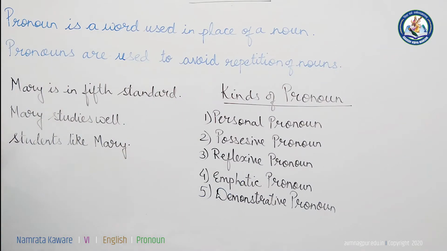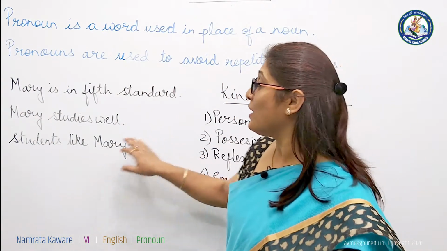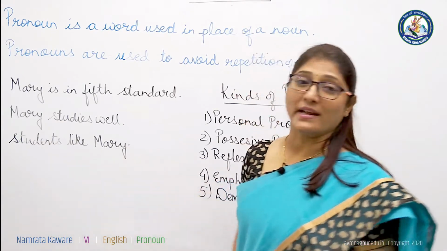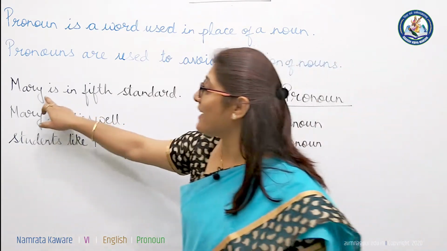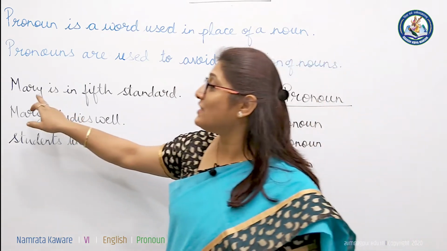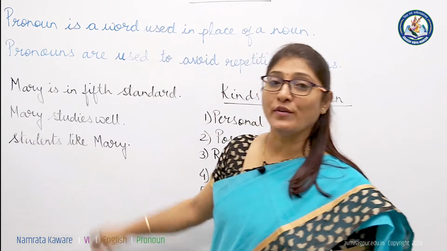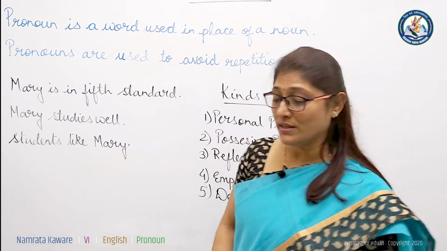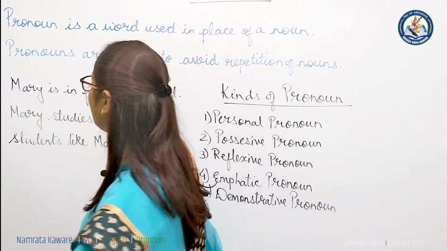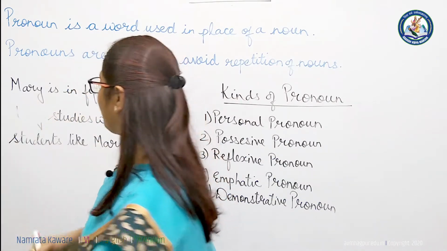Let's see the example. Mary is in 5th standard. Mary studies well. Students like Mary. We can see that Mary is being repeated again and again. In the first sentence, we should write the name, but then to avoid repetition of nouns again and again, we can use pronouns in place of the noun. The pronoun for Mary is she.